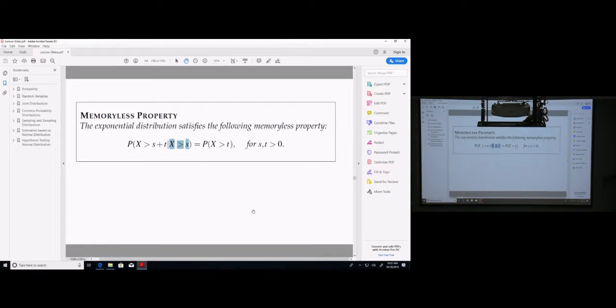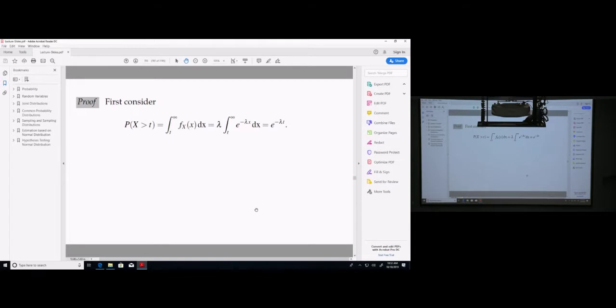This is good news for a lot of us. It means we are ageless, all right? So the probability of X bigger than t, this is the general t, worked out to be e to the power minus lambda t, something that I mentioned. This is the right tail. It is easier to remember the right tail. The left tail is just 1 minus this, all right?